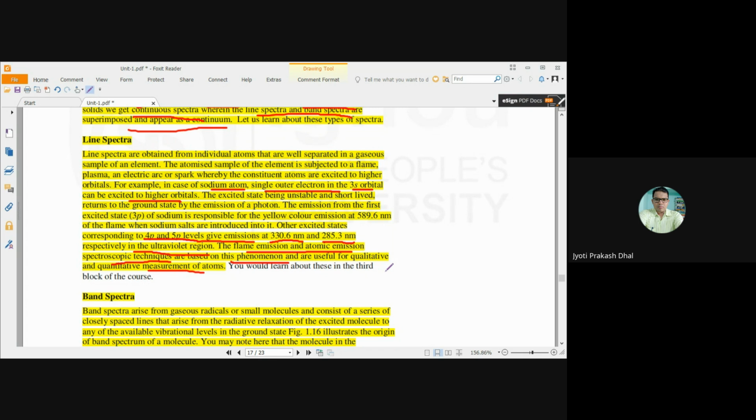So again it will undergo relaxation by emitting electromagnetic radiation of a particular wavelength, which is called radiative relaxation, and come back to the ground state. If the electron comes back from the 3p energy level to the 3s energy level, it will emit electromagnetic radiation of 589.6 nanometer, which falls in the visible region. That's why it looks yellow in color.